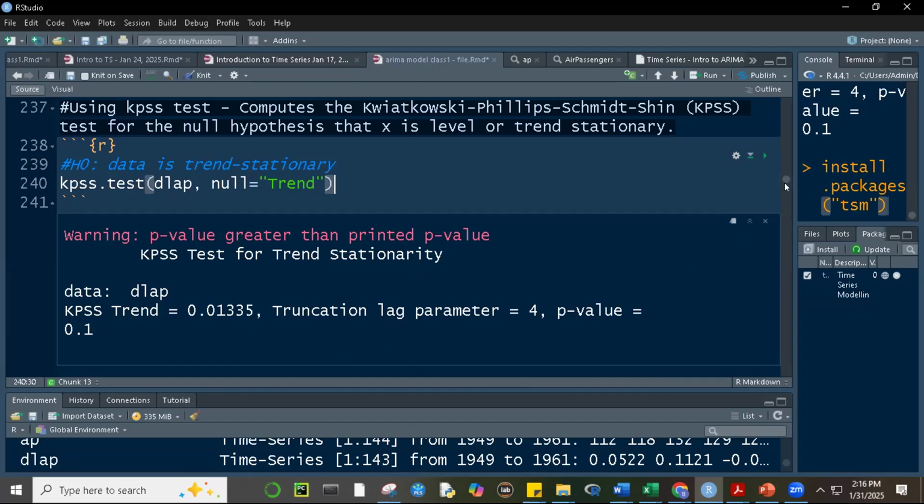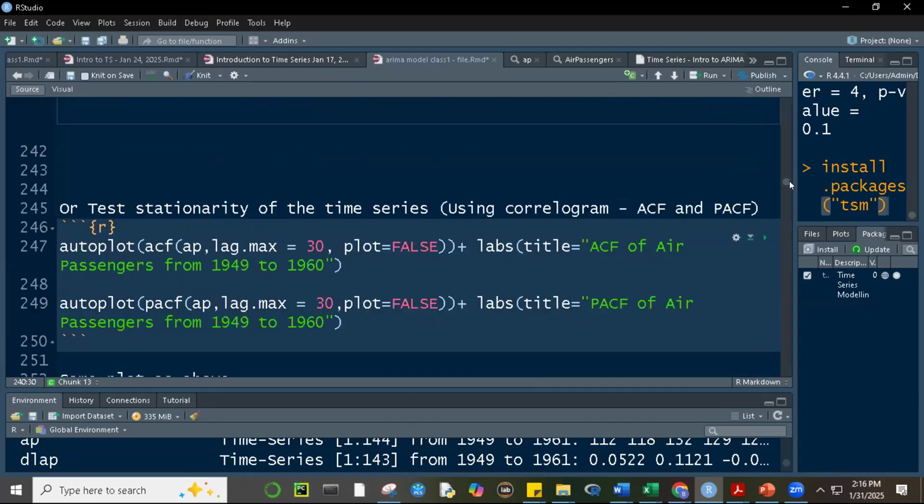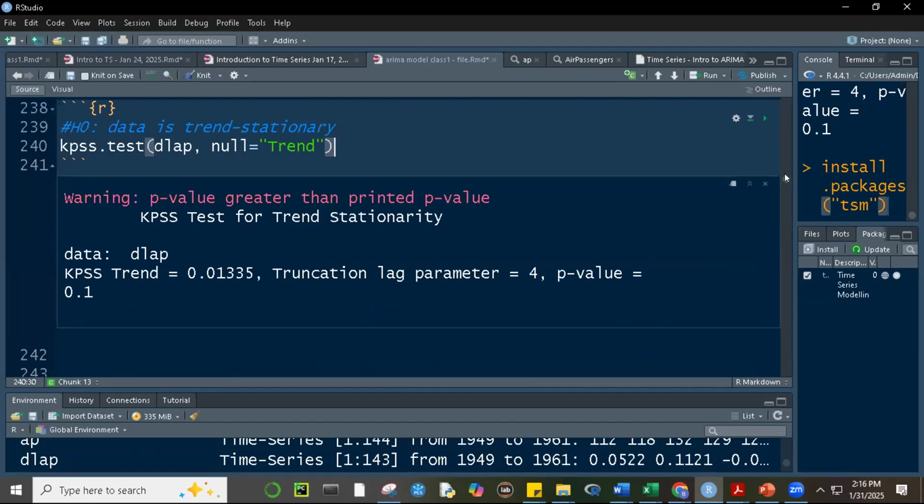So I think we reached up to this far. Next meeting we're going to discuss ACF, PACF, and all the other stuff that is very important for ARIMA modeling.